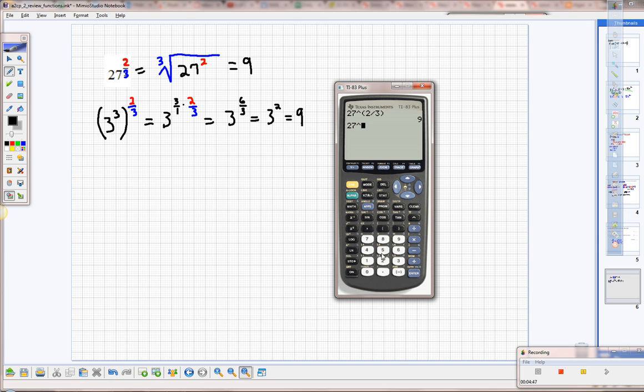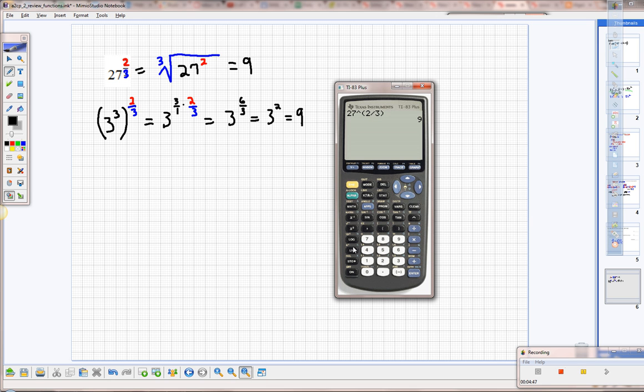27 raised to the 2/3. Oh, it gives us 243. Why does it do that? Well, because it's doing the order of operations. Your calculator is only as smart as you are. It's taking 27 squared and dividing that by 3. So you got to be very careful. Make sure you use exponents. This method up here is incorrect. Remember, 27 raised, you must use parentheses, and that's how you write a fraction on that calculator. 27 raised to the 2/3 power, 9.